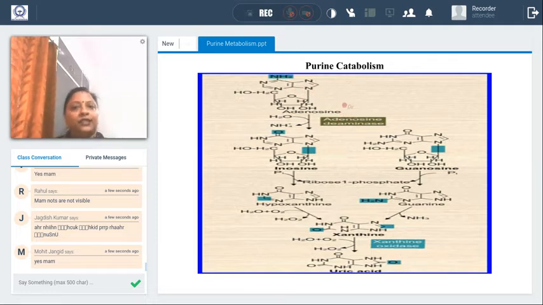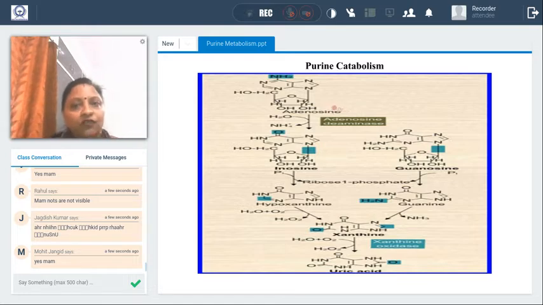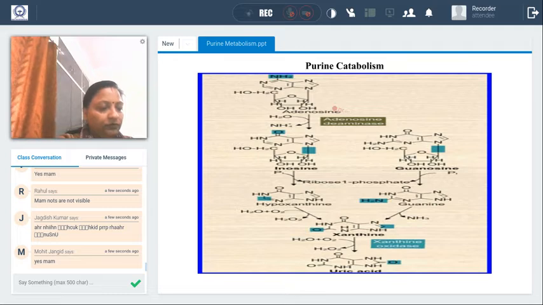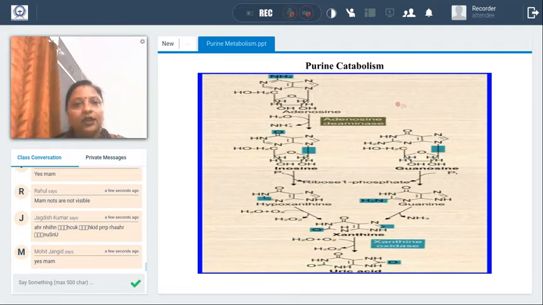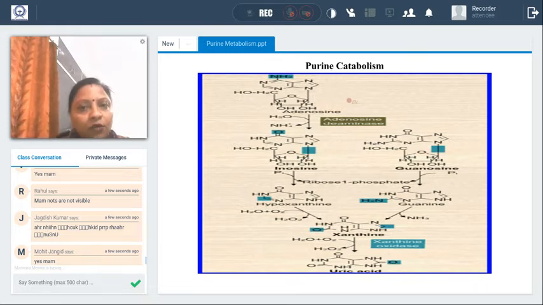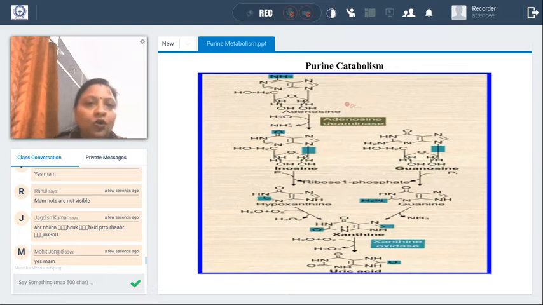This slide shows the catabolism. Metabolism involves two processes. First is the synthesis of purine, that is called anabolism, and another process is catabolism, that is degradation of purine, which is also equally important. This is the process of catabolism or degradation of purines.